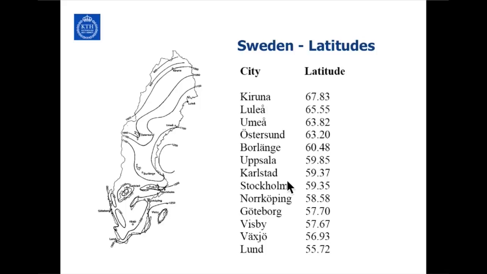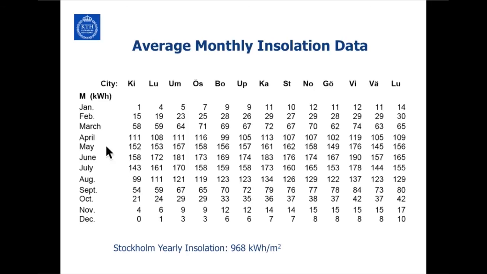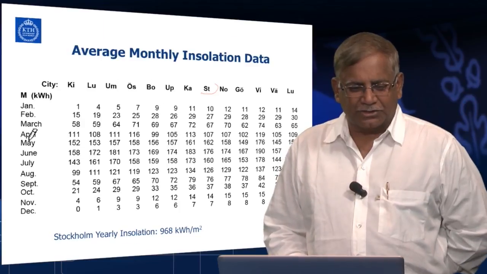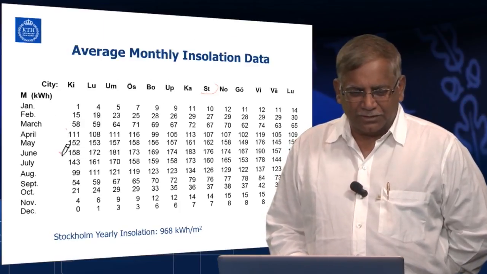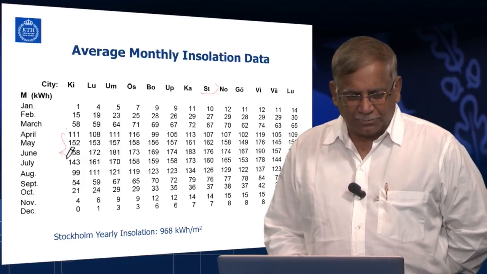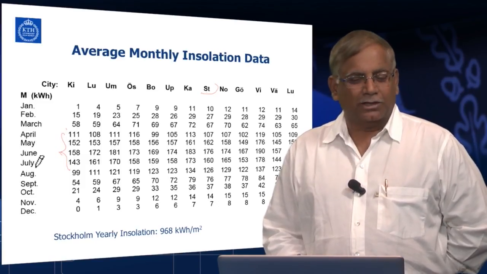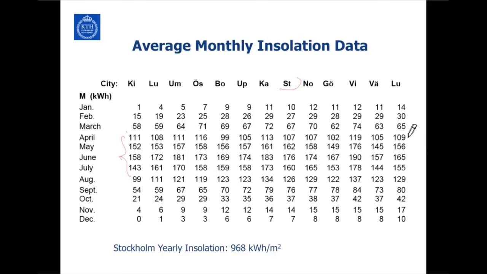And if you look at Sweden, these are the different latitudes, and these are the different towns where the measurements have been made. And in the next slide, the average monthly insolation data is given. In fact, the different towns are here, and Stockholm is sitting right here. The important observation is that most of the insolation is in the months of April, May, June and July. And so in these months, the solar energy can be captured quite well.